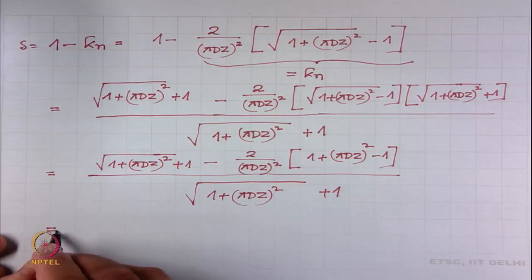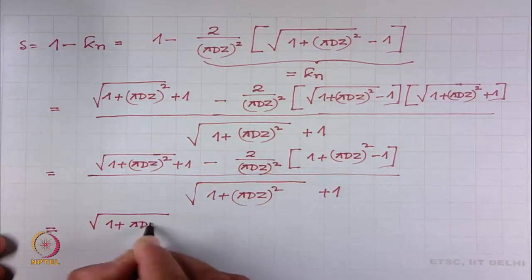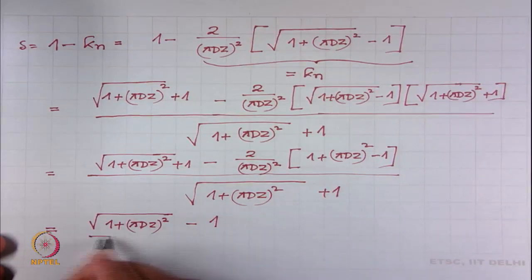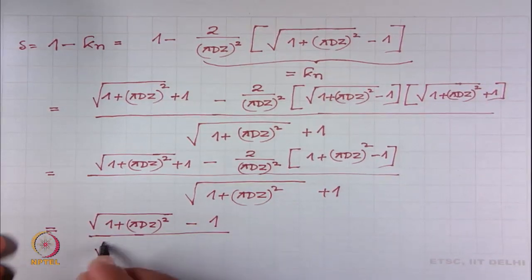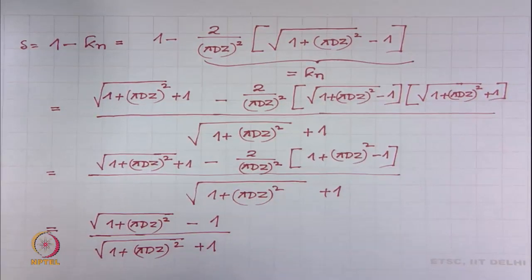So, what will we obtain? 1 plus πdz squared minus 1, over 1 plus πdz squared plus 1. Nice form, isn't it? Right. Let us make it nicer. How can we do it? What is πdz? πdz is tangent of beta d.